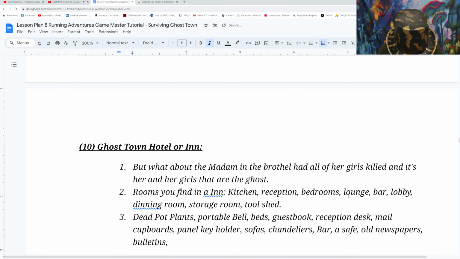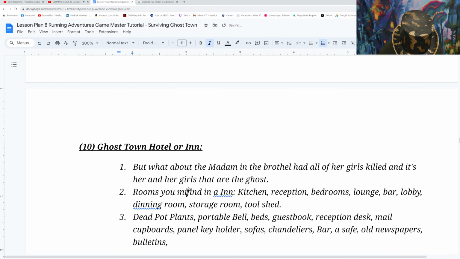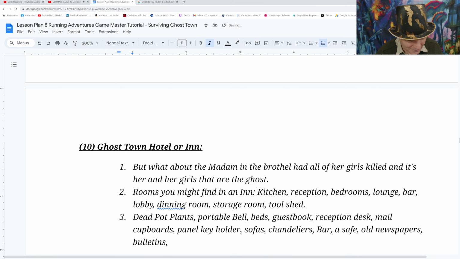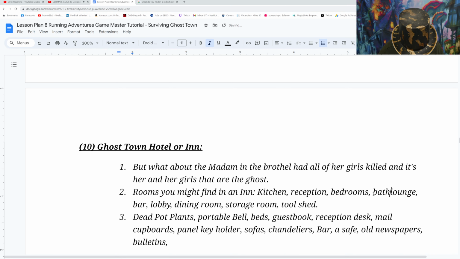Suggestions change to rooms you might find in. There we go. That's it. Good. Dining room. Okay, so we've got... I think that's pretty much covered everything. Oh, you'd have a bathroom. You may not have a bathroom, and when you think about it, a lot of bathing wasn't necessarily done there. You may have a bathroom, but you may not. That's a good point. Okay, we'll put bathroom.